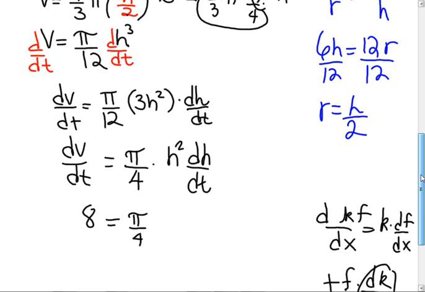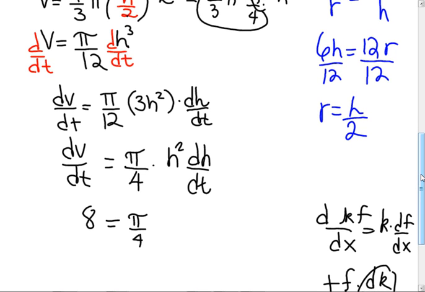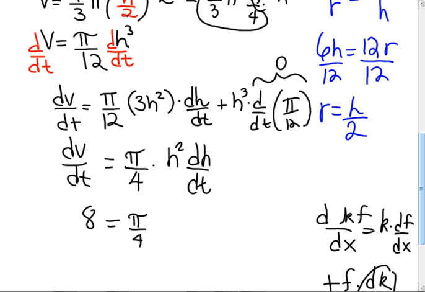Well, it's still there. I could take the derivative of this. Then it's going to be 3h squared times pi over 12 plus h cubed times the derivative with respect to time of pi over 12. What's that derivative equal to? That's the product rule. 0.